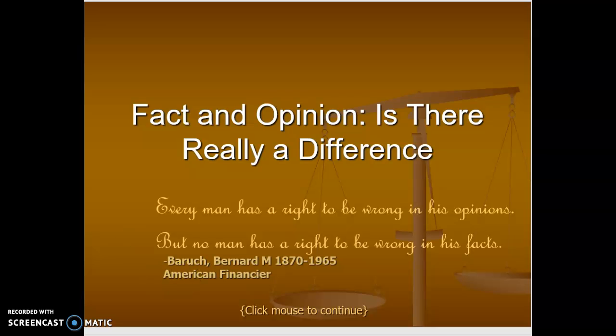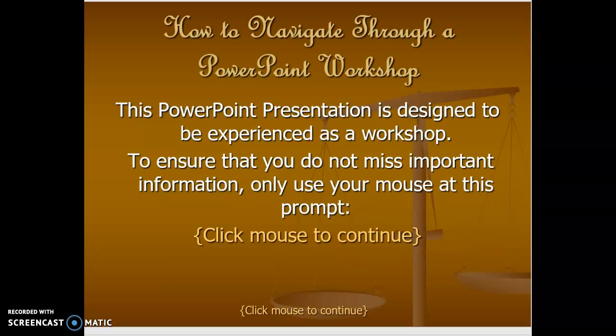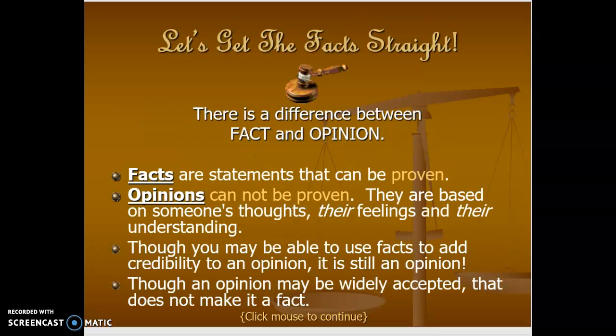Okay, so there really is a difference between fact and opinion. Okay, so let's get the facts straight. Facts are statements that can be proven. They can be verified as true or false. So if you can use a reliable source, an encyclopedia, a document that's verified, to prove it or disprove it, it is a fact. Opinions cannot be proven.